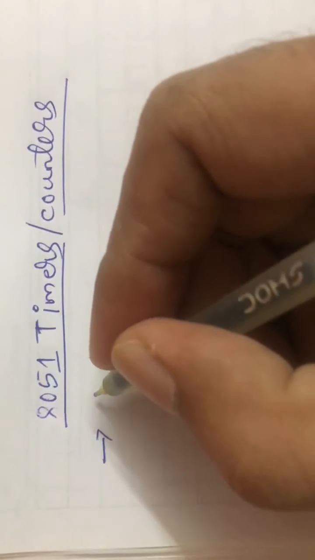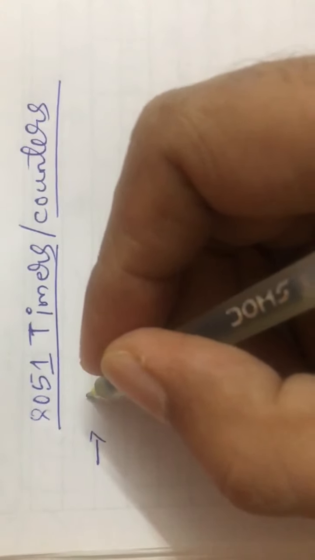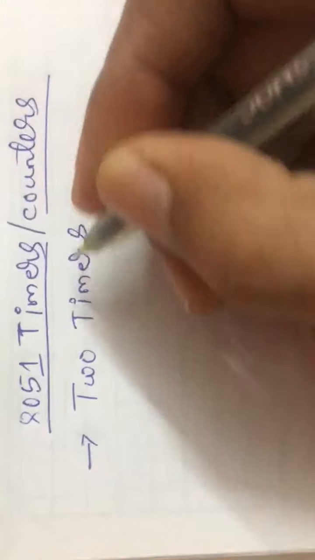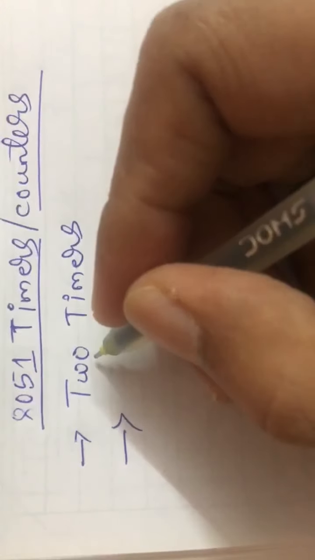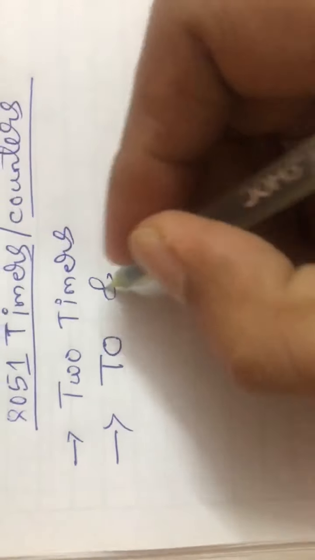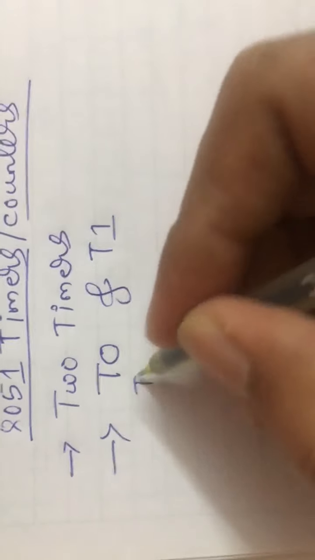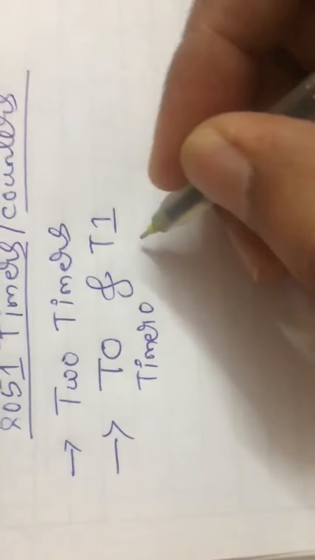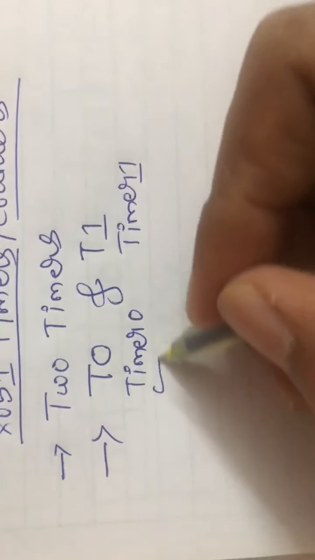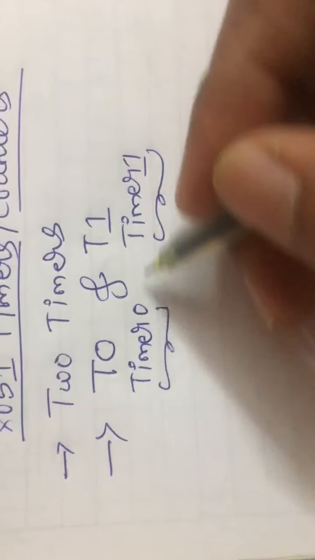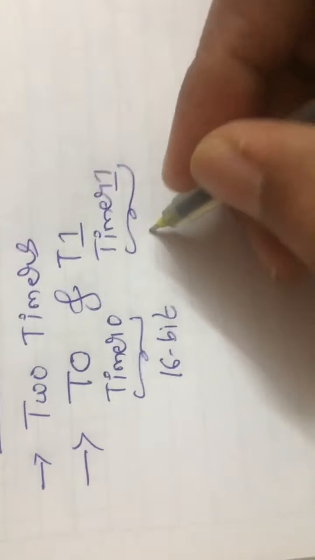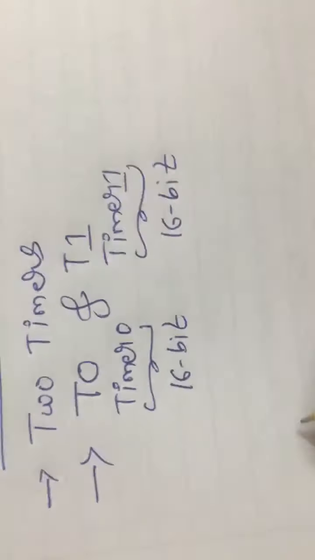So in 8051 we have two timers. The names given for these two timers are T0 and T1, that is timer 0, timer 1. And these two, timer 0 as well as timer 1, both are 16-bit wide.